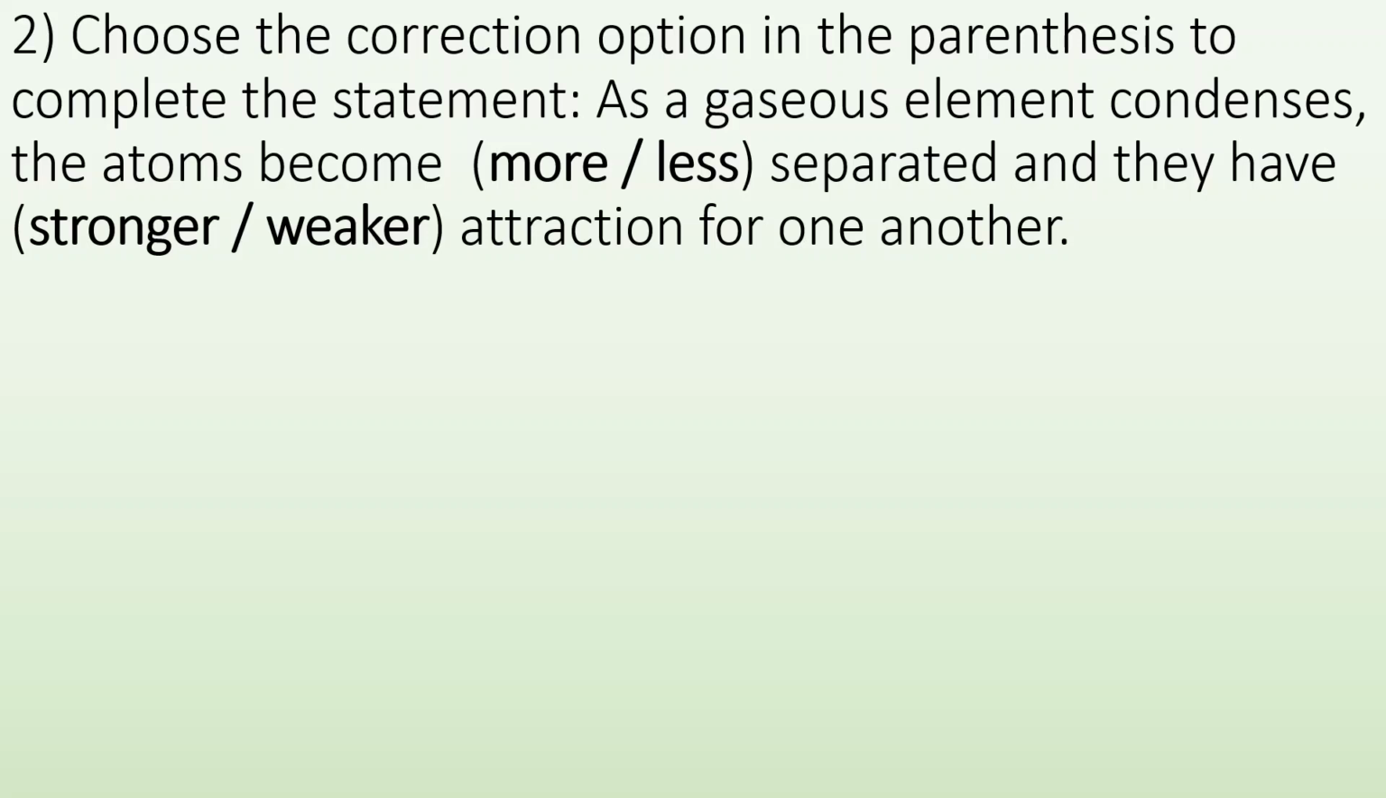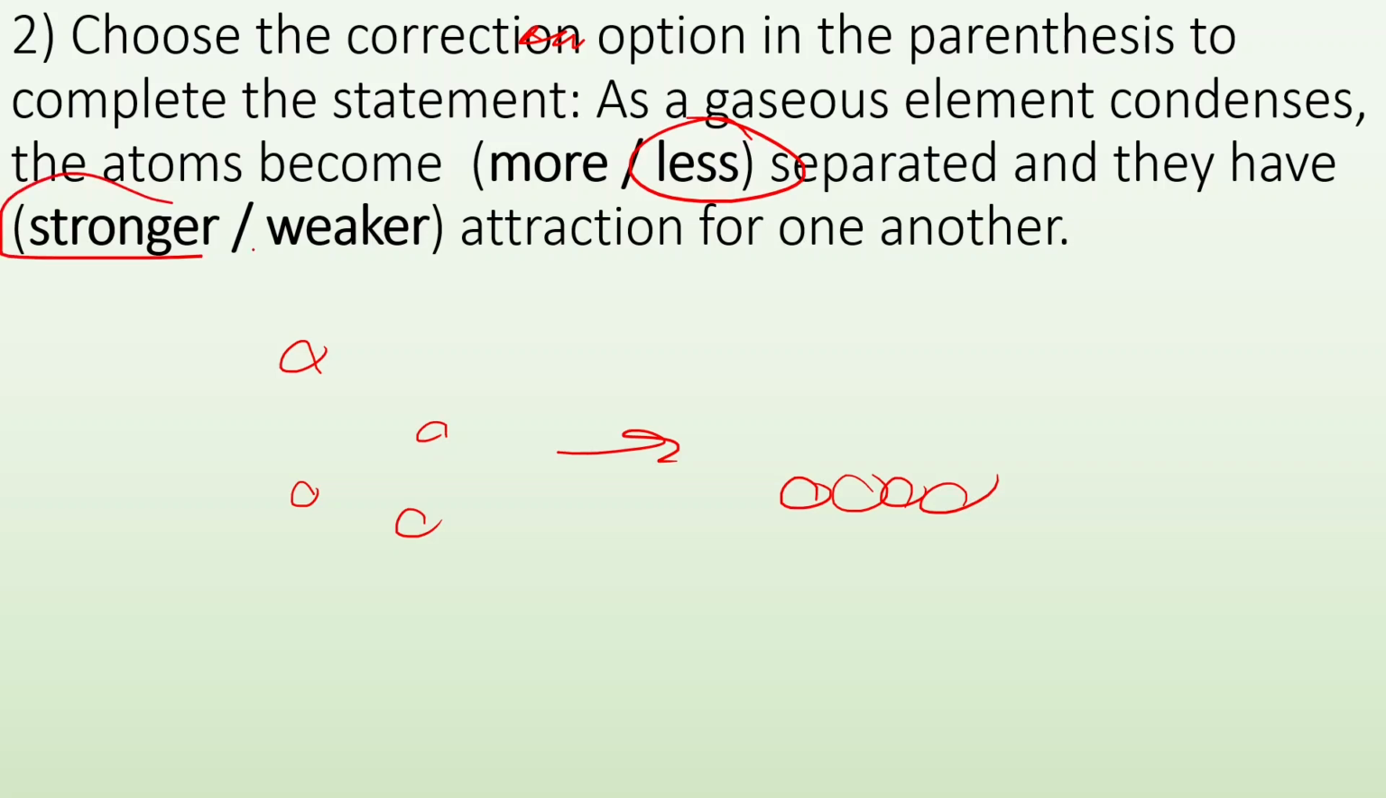All right, number two, choose the correct option in the parentheses to complete the statement. As a gaseous element condenses, the atoms become blank separated, and they have blank attraction for one another. So we're going from a gas that's all really spread out to, hey, now they're in the liquid phase, close together, but able to flow past each other. So if it condenses, they become less separated, and they have stronger attraction for one another.